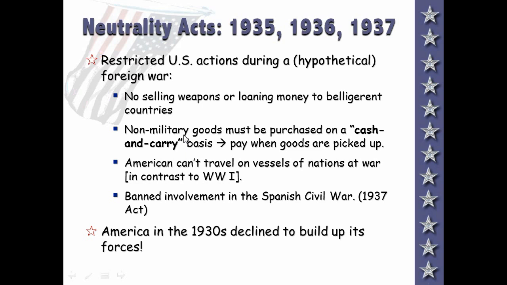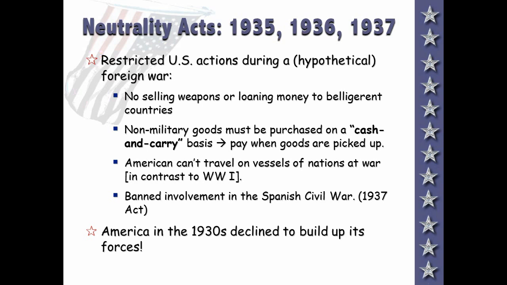Any non-military goods those countries want, they have to be purchased on a cash and carry basis. That means what it sounds like. It means other countries have to send their ships to us, and they have to pay up front, no loans. Like, we won't sell you stuff on credit. Americans can't travel on any ships of nations that are at war. And then the 1937 one's going to be involved in the Spanish Civil War, and we'll talk about that in another slide here in just a sec.